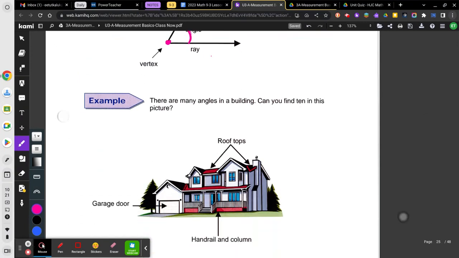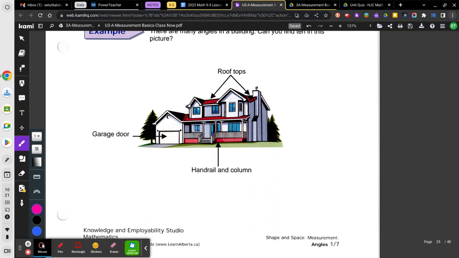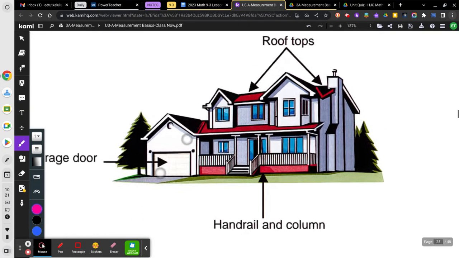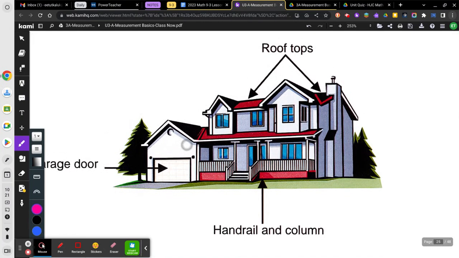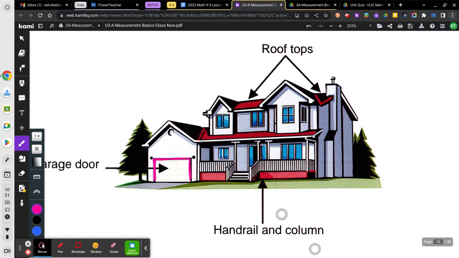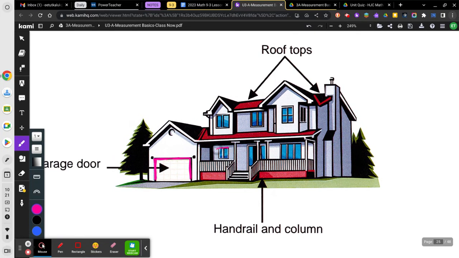It says there are many angles in a building. This one has 10 of them. So let's identify 10 angles. Can anybody see 10 angles in here? I can see 25. Well, what about this one? There's an angle. There's an angle. All the windows and doors are going to have 90-degree angles. What about the roof? Take a look.